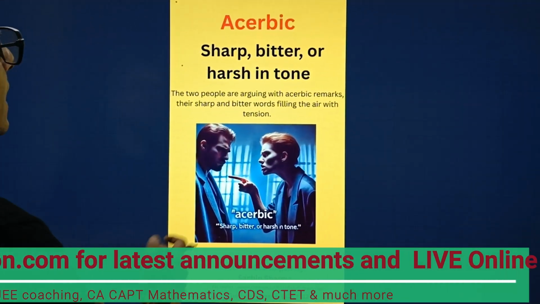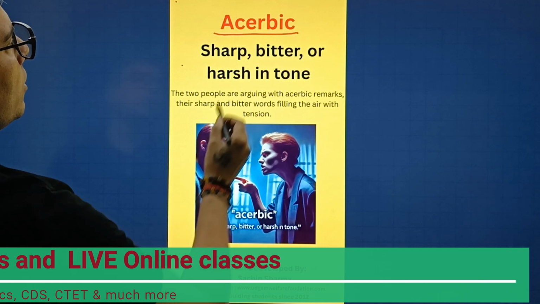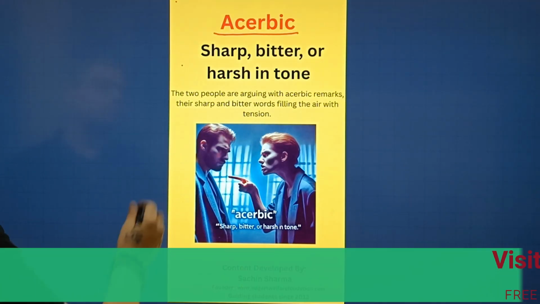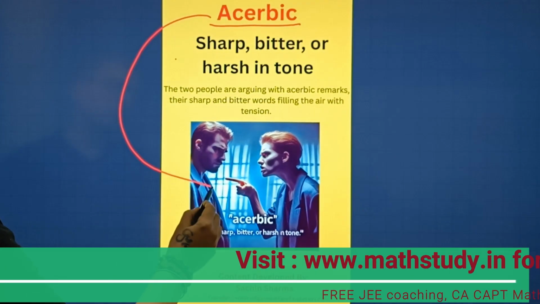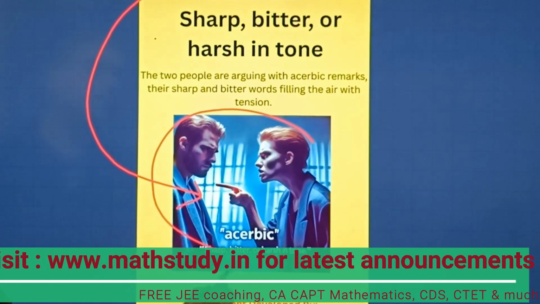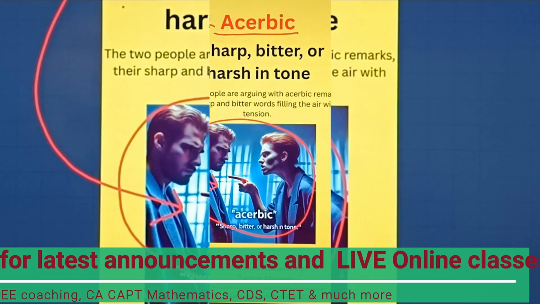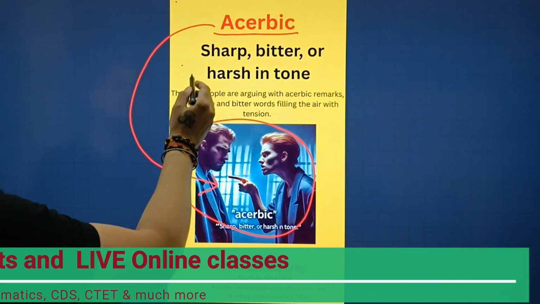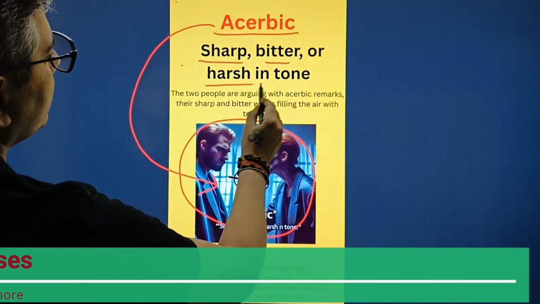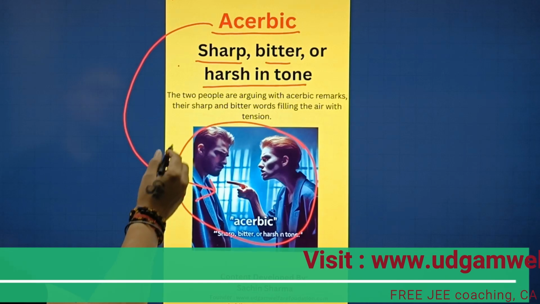So our next word is acerbic. So how are you going to memorize this? You can simply see the picture first. Here some argument is happening between a guy and a girl, and the meaning of this is sharp, bitter or harsh in tone. Now let's understand the sentence.